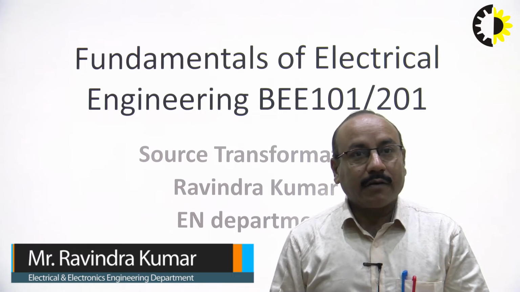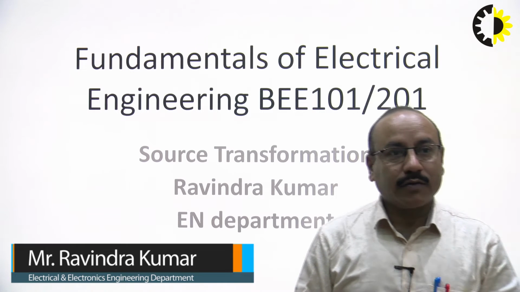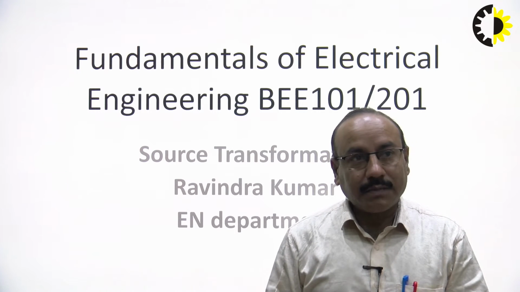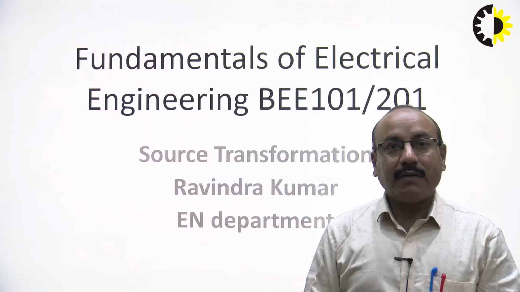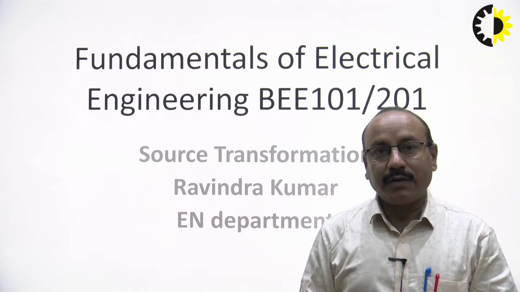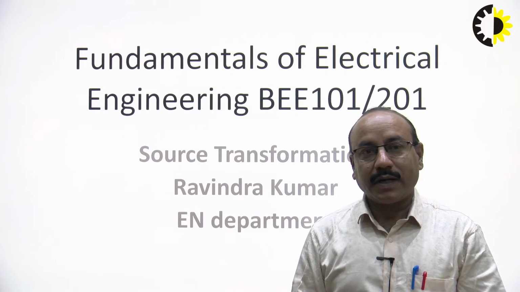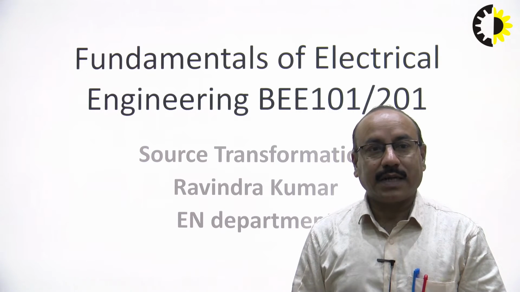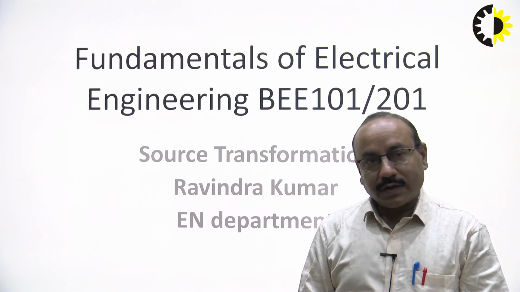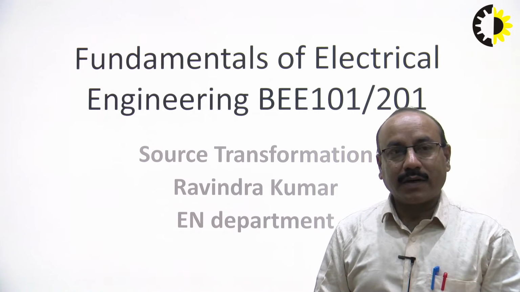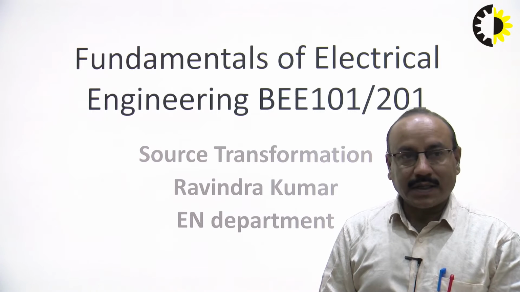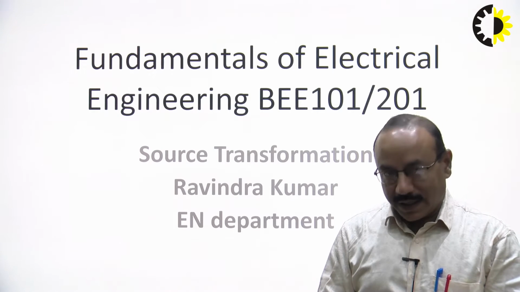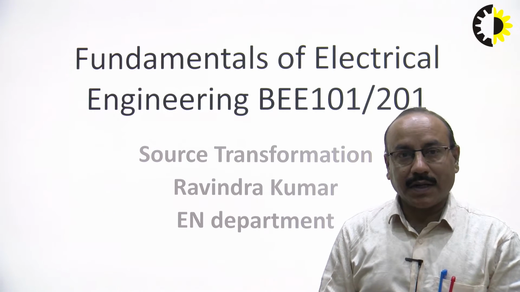Today I am presenting on the topic source transformation in the subject Fundamentals of Electrical Engineering, for which the subject code is BEE 101 or BEE 201, depending upon whether it is covered in first semester or in second semester. This topic of source transformation is covered in unit number 1, and I will be discussing this topic in detail with numerical examples.